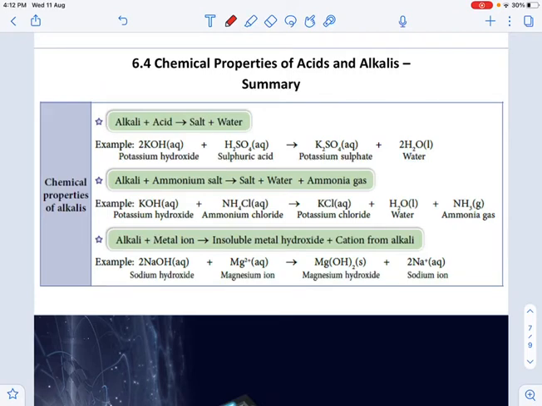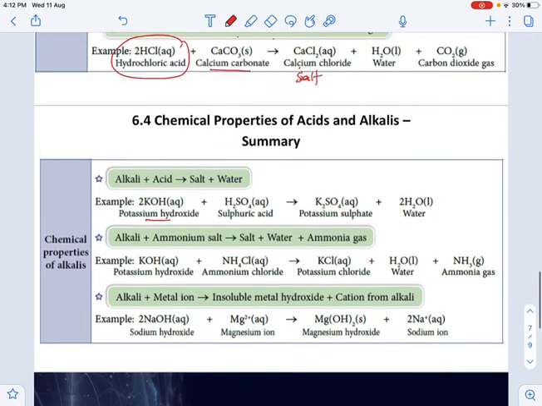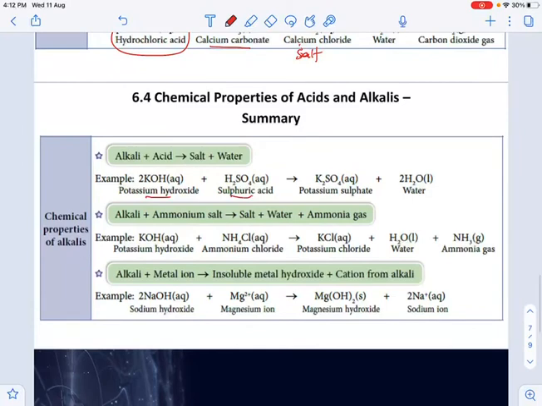And this one is the chemical properties of alkalis. Okay, the first is alkali reacts with acid to form salt and water. Potassium hydroxide solution reacts with sulfuric acid to form potassium sulfate, which is salt, and water. Second, alkali reacts with ammonium salt to form salt, water and ammonia gas. So the example given here, potassium hydroxide reacts with ammonium chloride to form potassium chloride, which is salt, water and ammonia gas. Ammonia gas will turn moist red litmus paper blue.